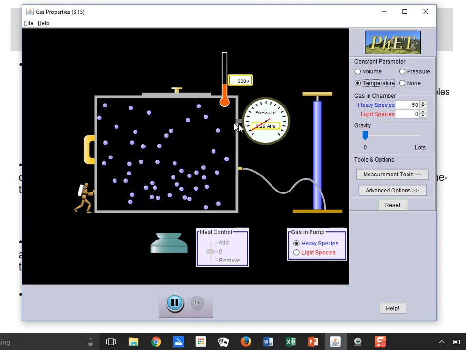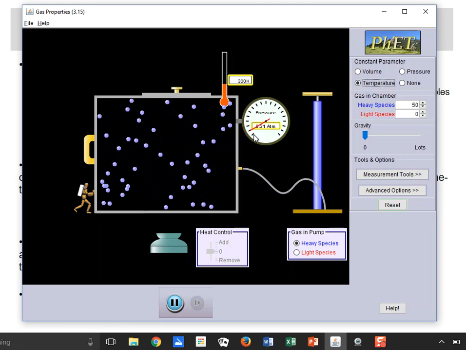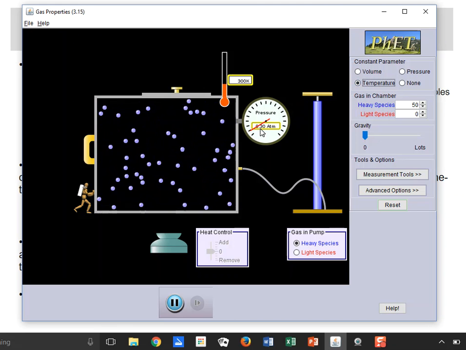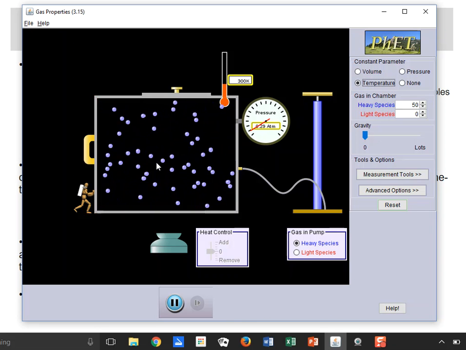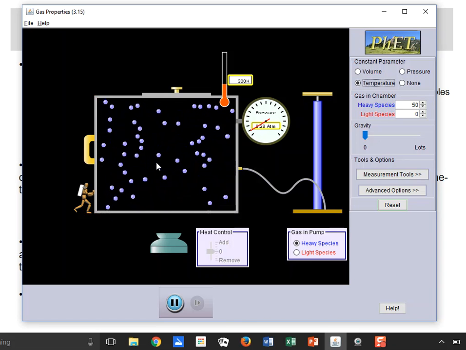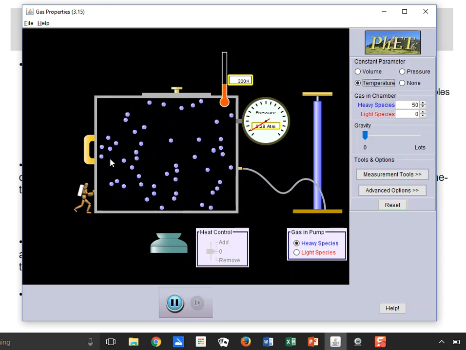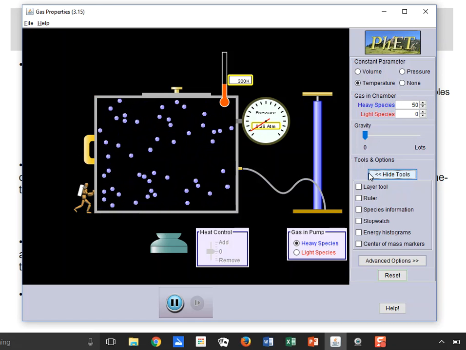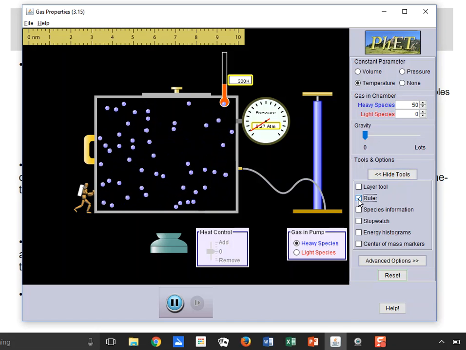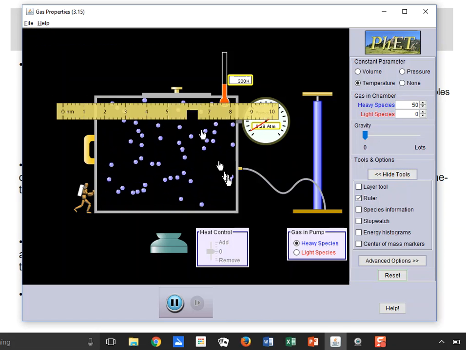So over on this side, you notice the pressure here is about 0.3, right around 0.3 atmospheres. So the question is, if I take this wall and move it in here, what's going to happen to my pressure? Is it going to go up or is it going to go down? If I make my volume smaller, what happens to my pressure? And let me put something out here so we can get a little bit of a sense. I'm going to put a ruler out. And the ruler, I'm just going to stick it along here.